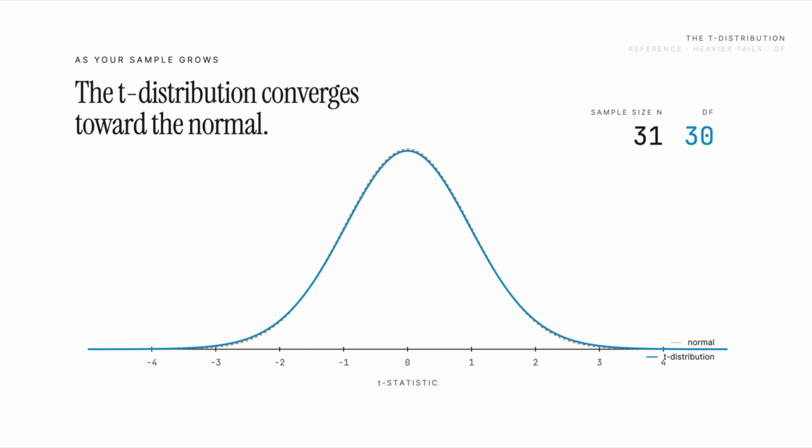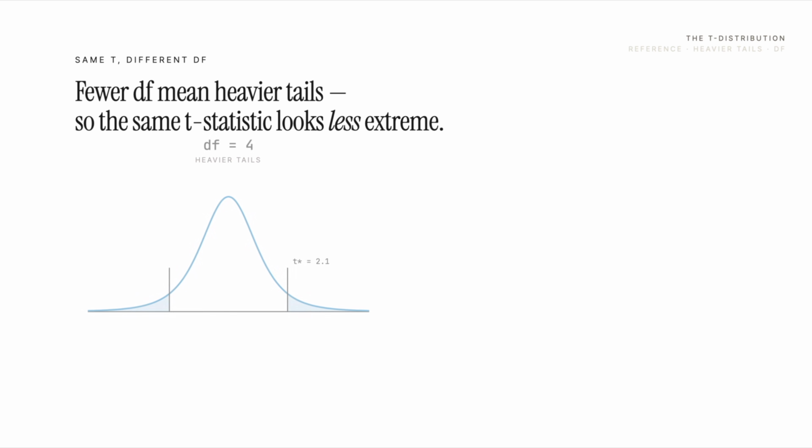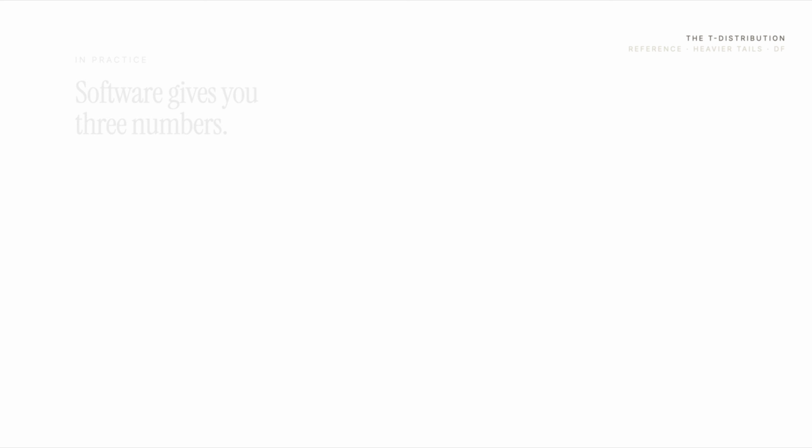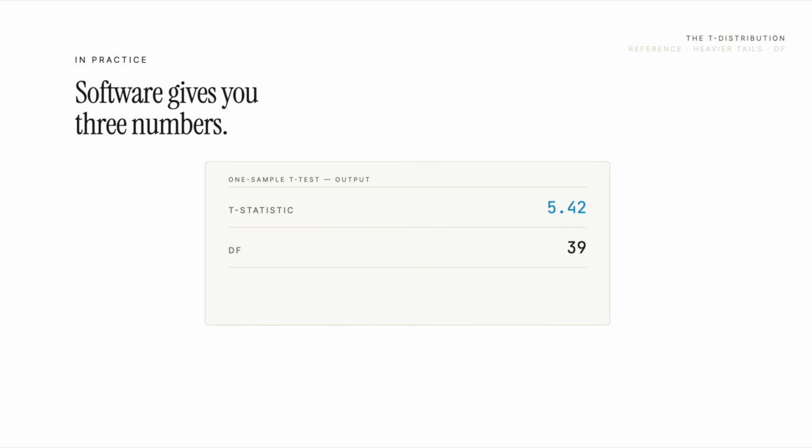The shape of the t-distribution is controlled by degrees of freedom. Fewer degrees of freedom means heavier tails, meaning a given t-statistic produces a less extreme p-value. As degrees of freedom increase, the same t-statistic becomes more significant. In practice, statistical software handles all of this. You'll see output showing a t-statistic, degrees of freedom, and a p-value. The interpretation is the same as always. If p is below alpha, you reject the null. If not, you don't.